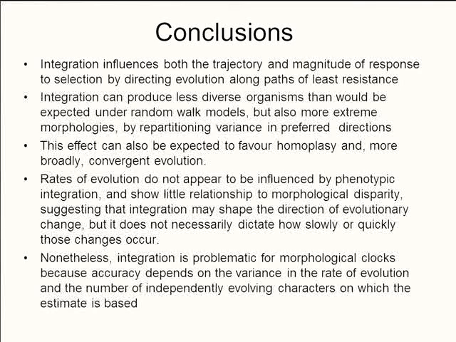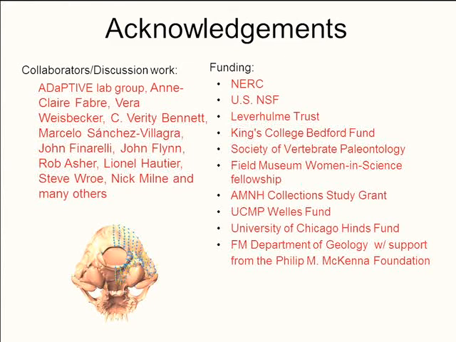In contrast, rates of evolution don't appear to be strongly influenced by morphological integration, and they actually show relatively little relationship to morphological disparity of individual modules, which I was quite surprised about. Again, this suggests that integration may shape the direction of evolutionary change, but not the speed of it. Nonetheless, I do think integration is problematic for morphological clocks and other sorts of evolutionary models, because the accuracy of those models depends not just on the variance in the rates of evolution, but also the number of independently evolving characters on which you're basing your estimate. So if we're building models where we're treating a lot of traits as independent and not taking into account the correlations among them, that's probably going to lead to inaccurate results.